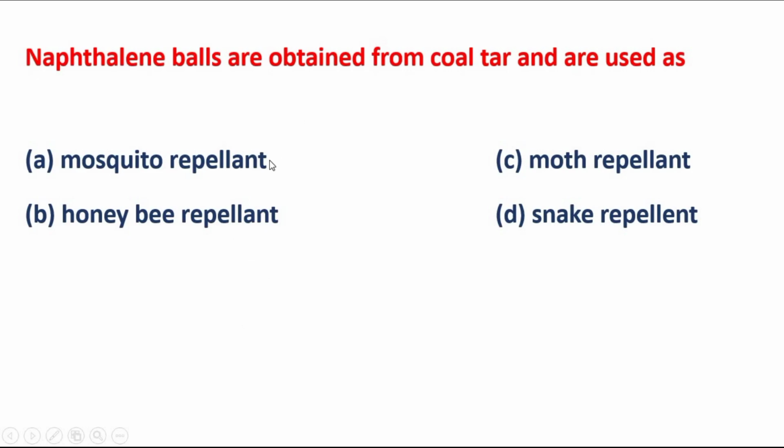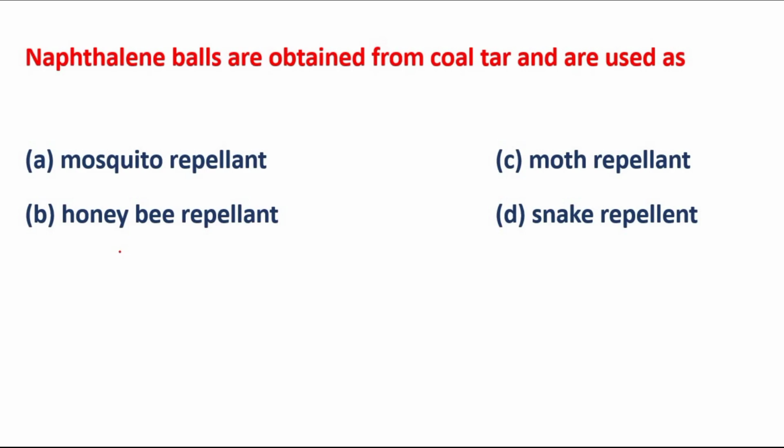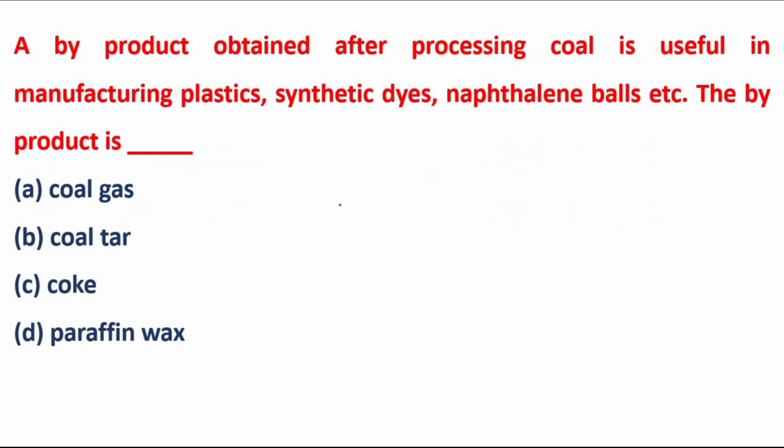Naphthalene balls are obtained from coal tar and are used as... We know that naphthalene balls are obtained from the coal tar. In the picture we can see the naphthalene balls. They are obtained from the coal tar. Generally they are used to repel the moths. To remove the moths we use naphthalene balls. The correct answer for this is option C. They are used as the moth repellent in the almirahs.